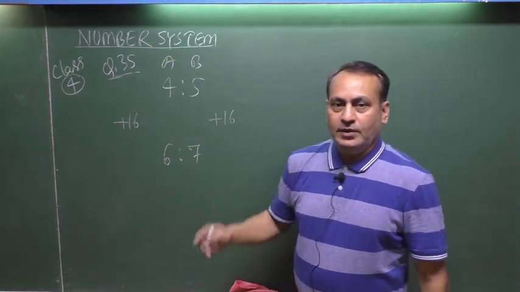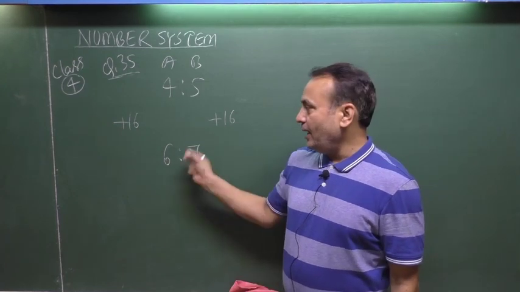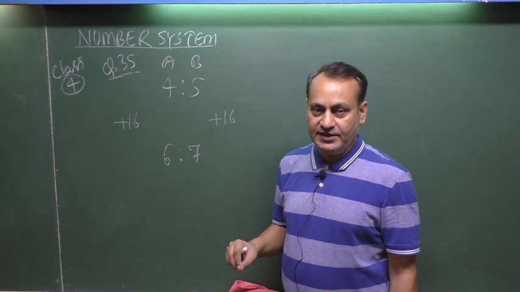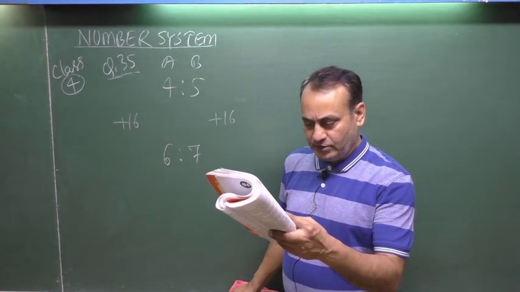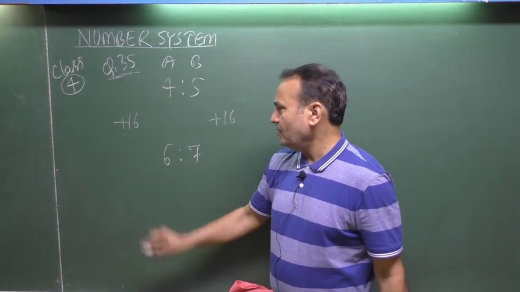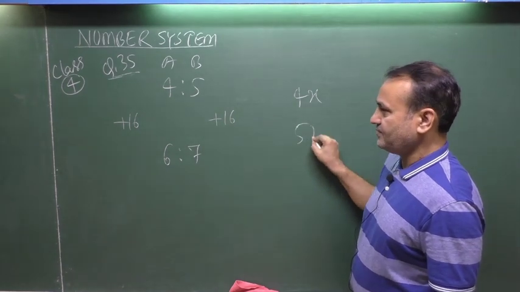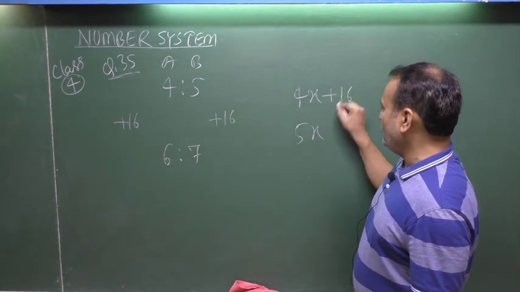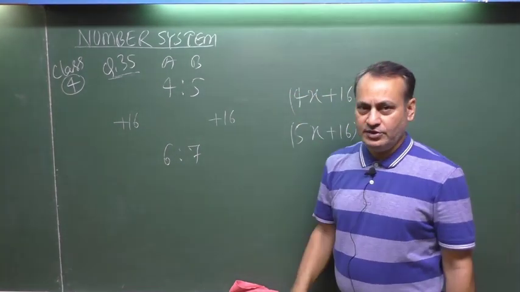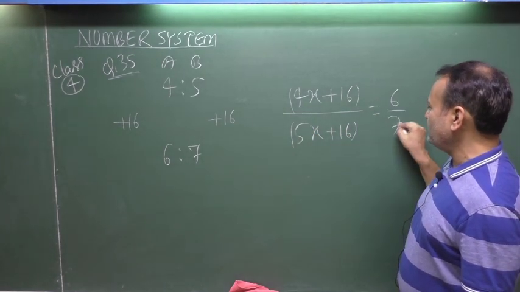The question says there are two numbers A and B in the ratio 4:5. After 16 is added to both the numbers, the ratio becomes 6:7. Then you have to point out the smaller number. If you go through the basic method, this is 4x, this is 5x. 16 must be added to both the numbers. That's why I have added 16 to this number as well as to this number, and then the ratio of these two numbers became 6:7.